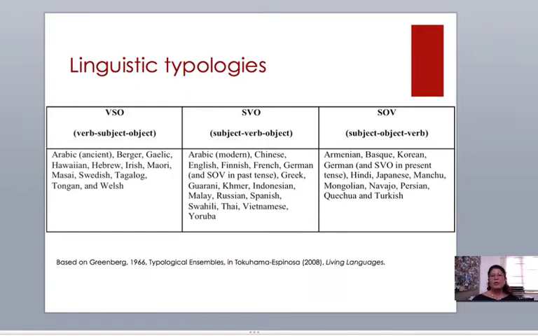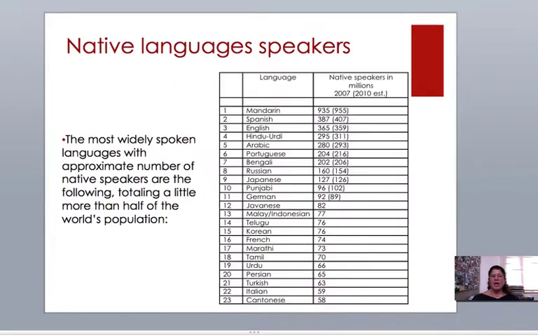People don't have this great confusion when they're trying to learn a language that shares the linguistic typology. Just a curiosity of the languages spoken around the world: as native language speakers, Mandarin beats out all of them, then Spanish, then English. But as far as second language learners, more people speak English than any other language in the world. This is projected to last at least another 40, 50 years. So yes, Mandarin is on the run, but it's not going to replace English for quite a while.